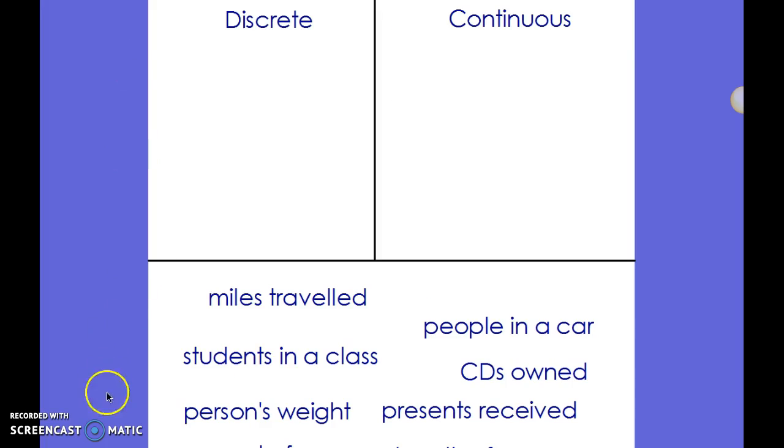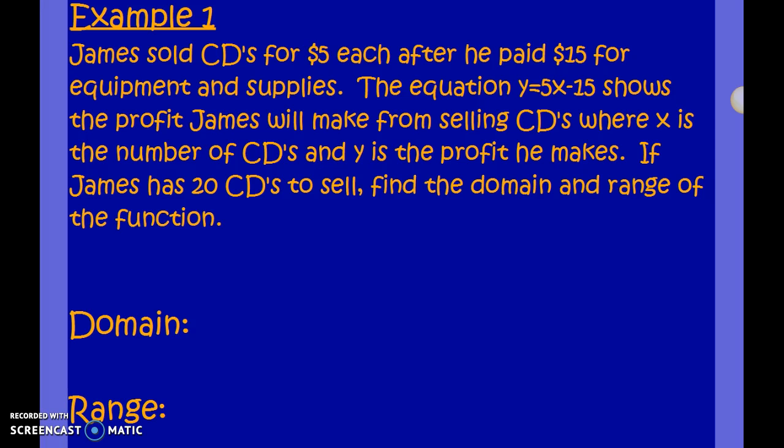In the next slide, you're going to come up to the board and label the data, either discrete or continuous. The first example says James sold CDs for $5 each after he paid $15 for equipment and supplies. The equation y equals 5x minus 15 shows the profit James will make from selling CDs, where x is the number of CDs and y is the profit he will make. James has 20 CDs to sell. Find the domain and the range of the function.